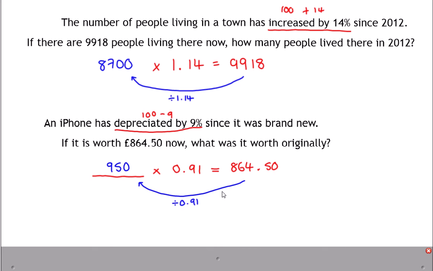If you get the wrong multiplier, I'm afraid it's all going to go terribly wrong. So make sure that you read the question carefully. If it says decrease, you should have 0 point something. If it says increase, you should have 1 point something. Remember, we add and take away from 100. Increasing is adding, decreasing is taking away.